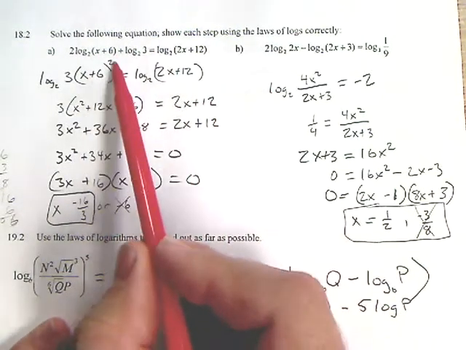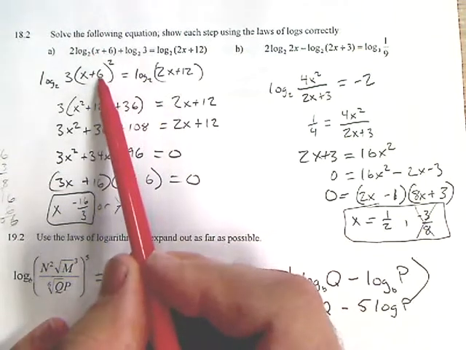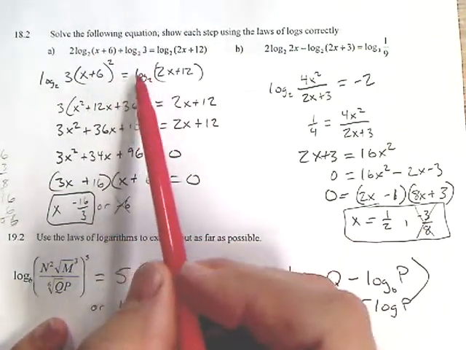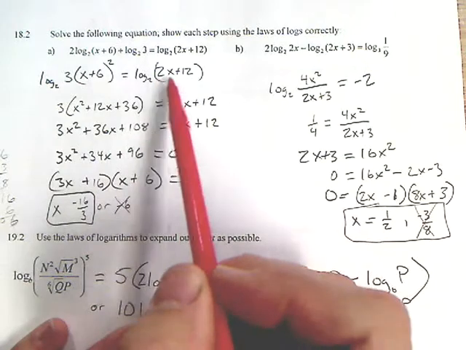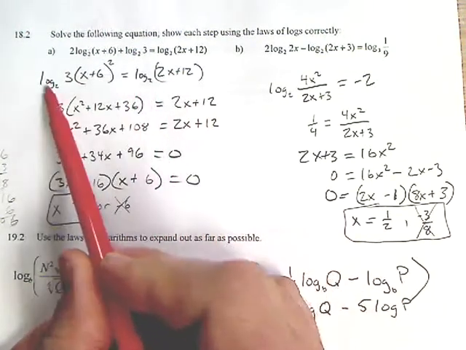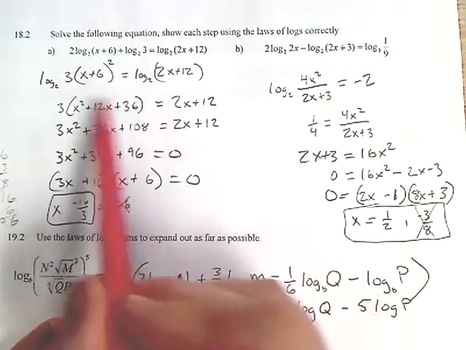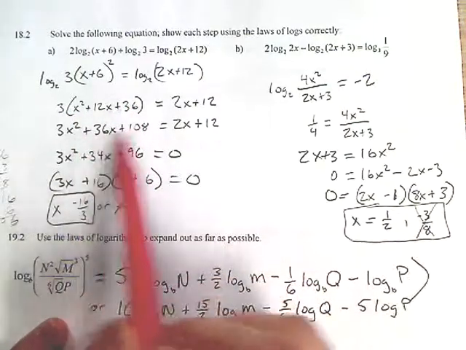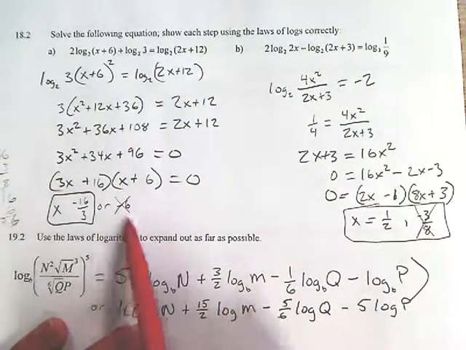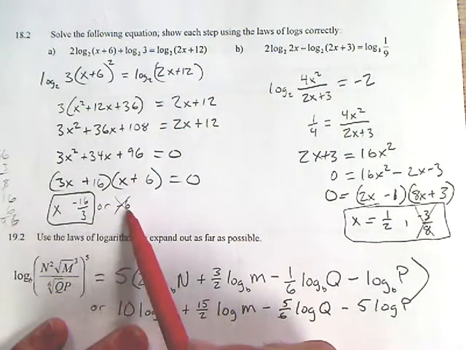X plus 6 squared, that whole thing's squared, and then I have to multiply it by 3. That's just using the log rules there. Since I have the log of 2 on each side, I just don't have to take the log of 2. Multiply it all out, get it equal to 0, factor, and then just check to see if they work.